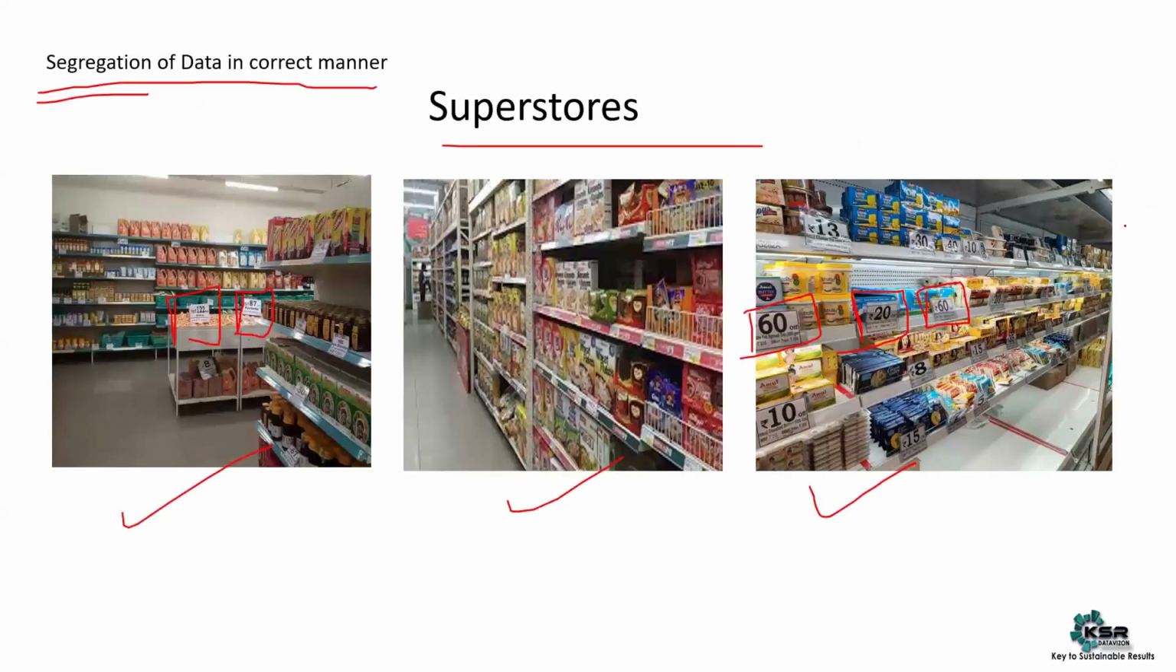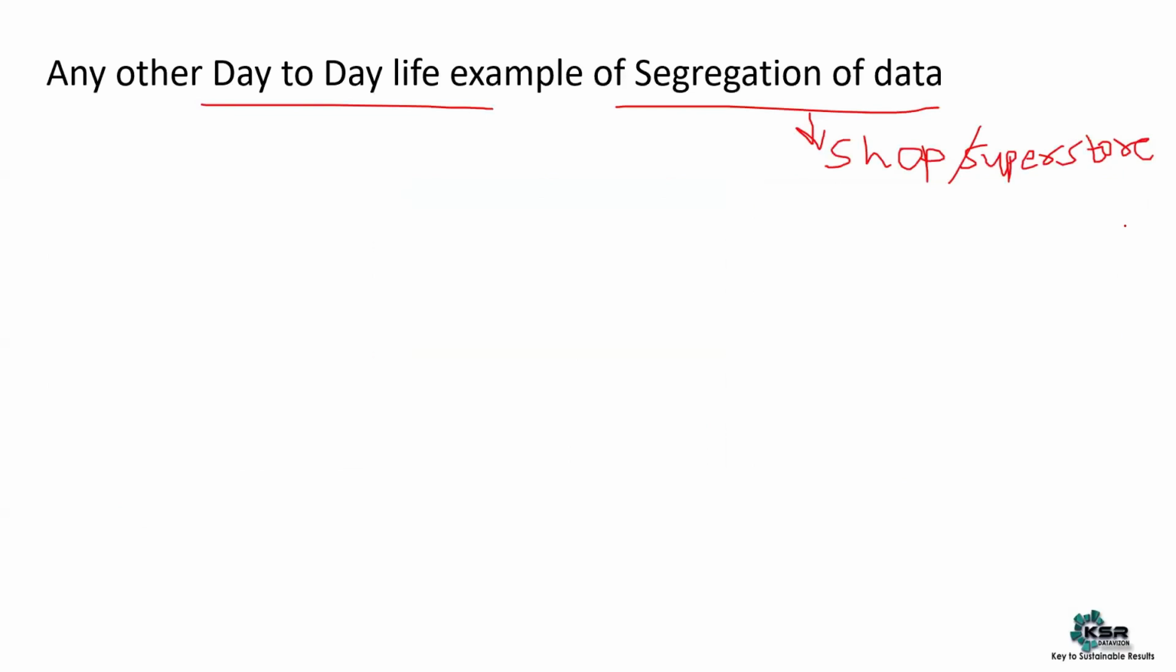Now we have seen an example of superstores here. One of the day-to-day life examples, the best day-to-day life example. Can it be a mall? Yeah, a mall can be, I mean, a mall is anyway a superstore only. Kitchen. Very good. A kitchen can be, if you have an organized kitchen, that's how it is very easy to find any specific utensil. Library. Very good. Library, your kitchen. Any other example?